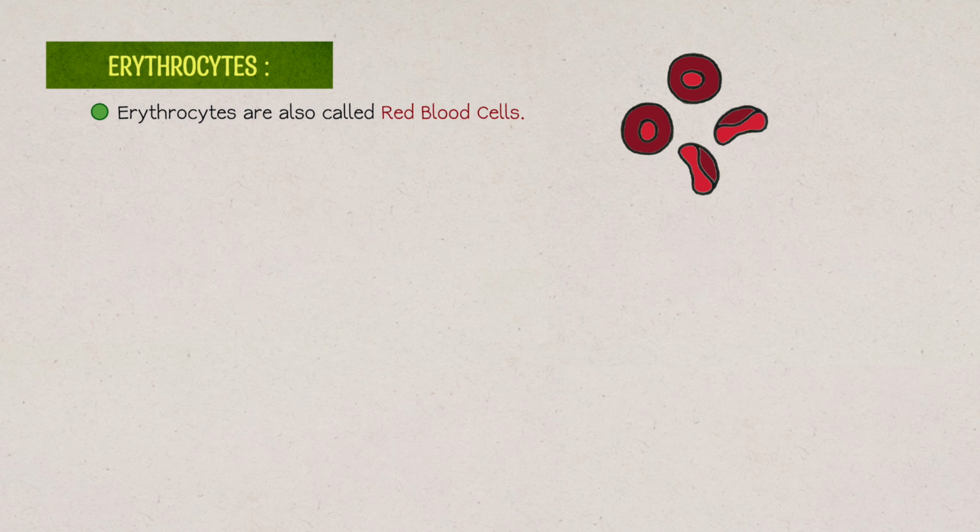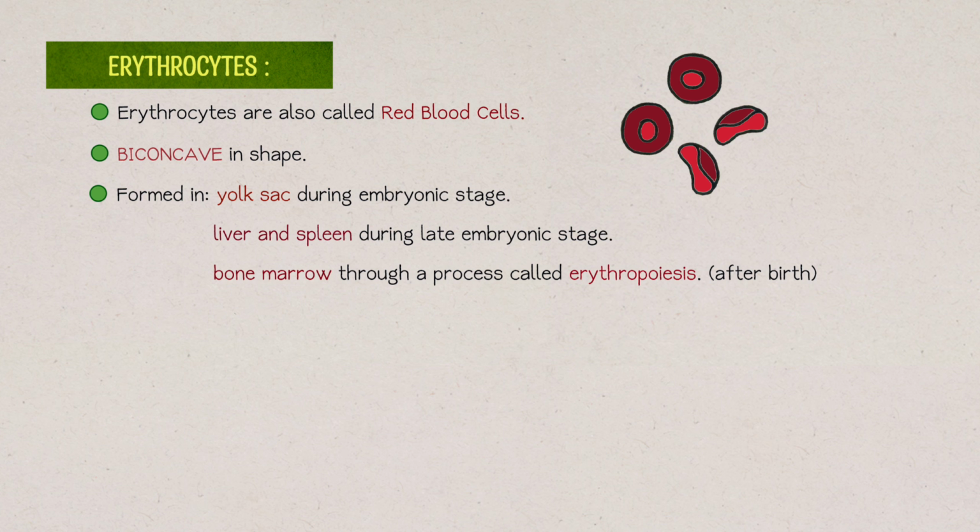Now let's discuss erythrocytes in detail. Erythrocytes are also called red blood cells. Erythrocytes are biconcave in shape. They are formed in the yolk sac during the embryonic stage. Then, in the late embryonic stage, they are formed in the liver and spleen. After birth, they are formed in bone marrow through a process called erythropoiesis.